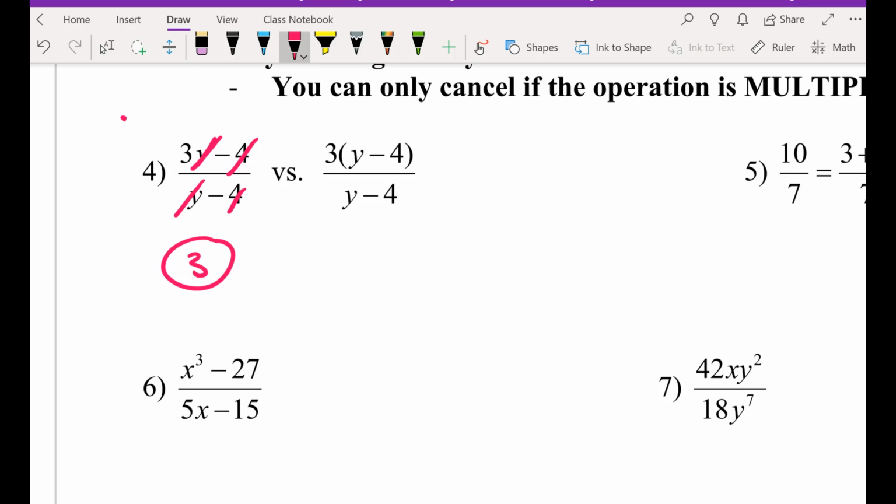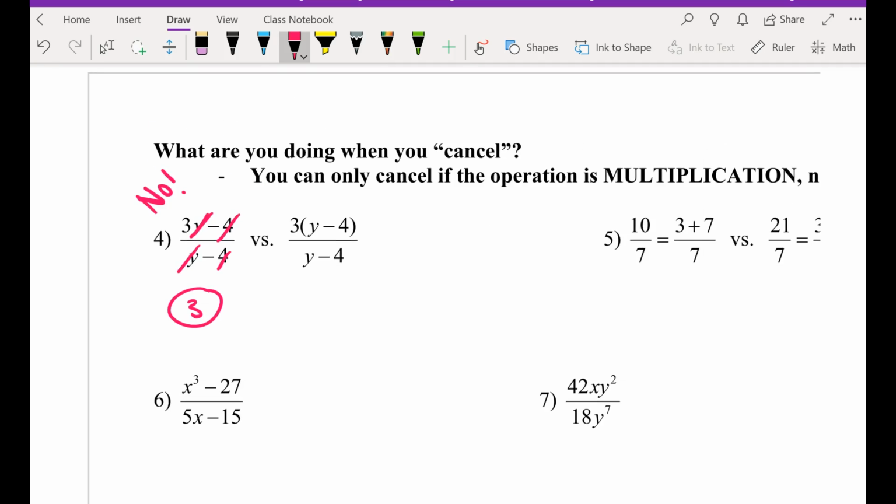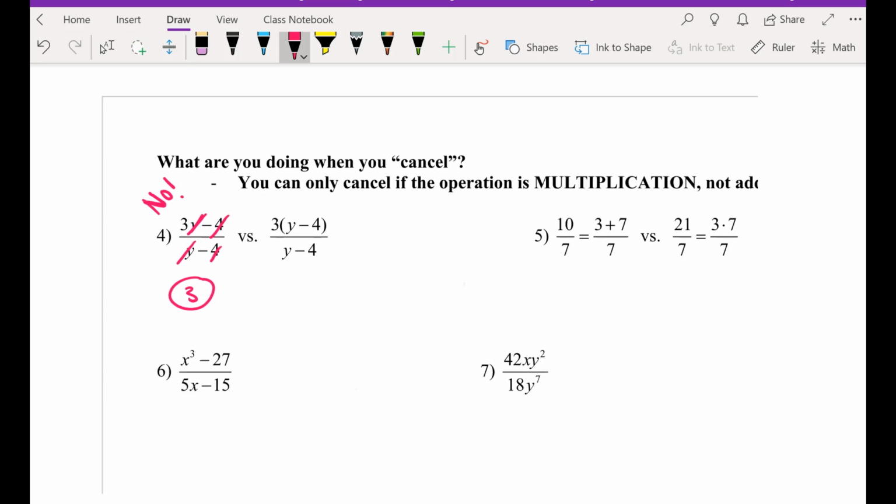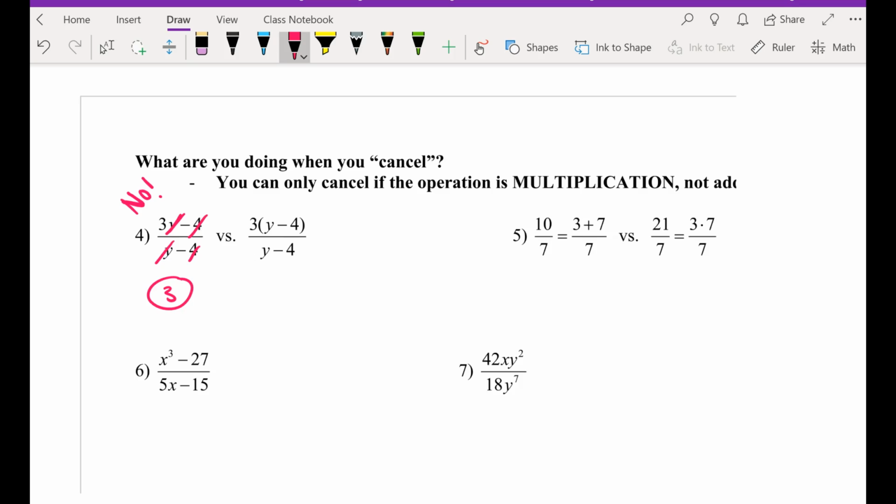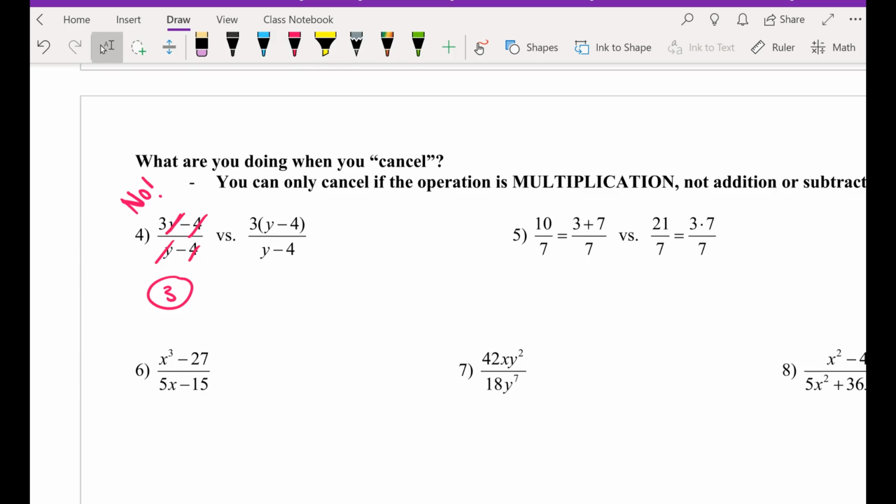No, you may never do that. Okay. Now, if you read this, you can only cancel if the operation is, that's right, not addition or subtraction, okay? So here's why. Let me just kind of put numbers in perspective. If I give you 5 minus 4 all over 8 minus 4, cancel, whoa.